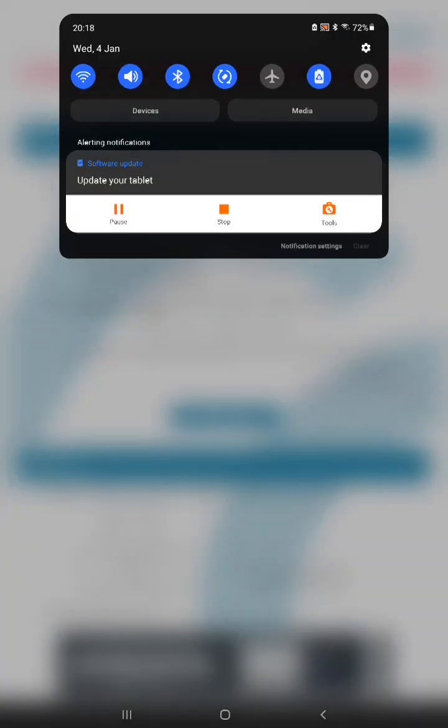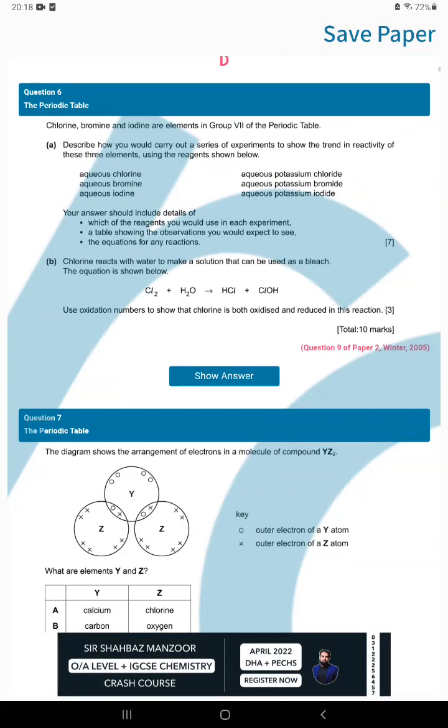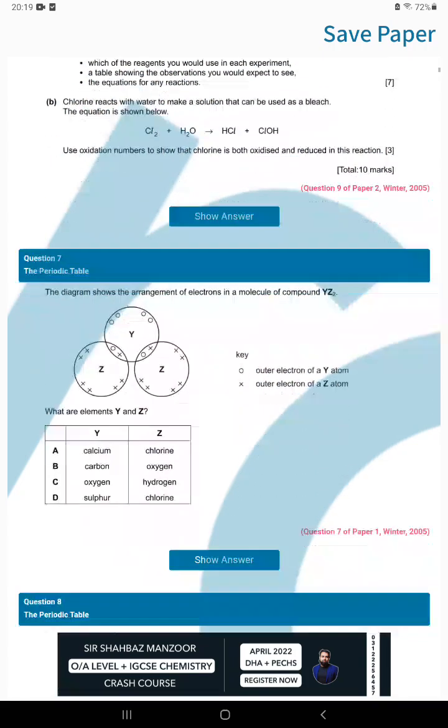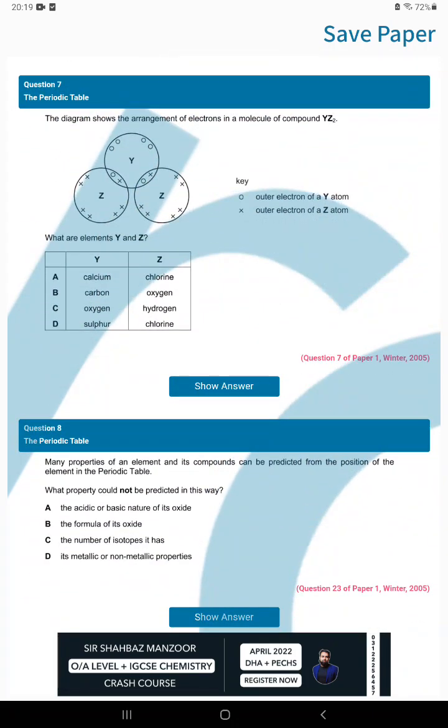Moving on. Question number 6. Chlorine, bromine, and iodine are elements in group 7 of the periodic table, which are the halogens. Describe how you would carry out the test. It's a P2 question, I think. Yes, it is a P2 question. We'll only be doing P1 questions in this video.